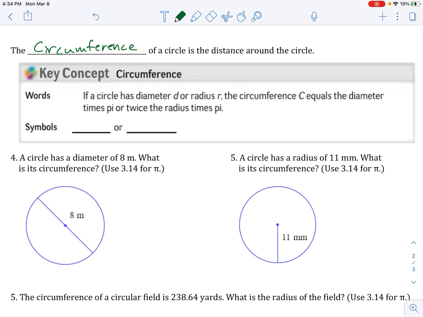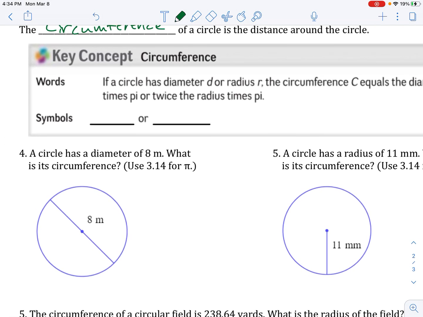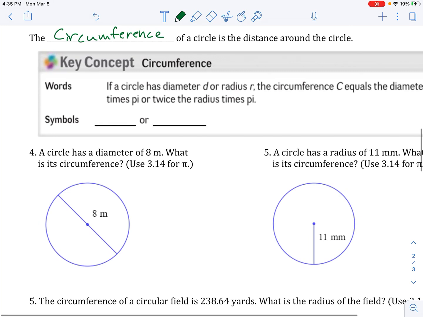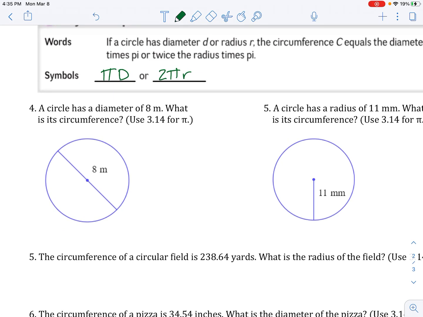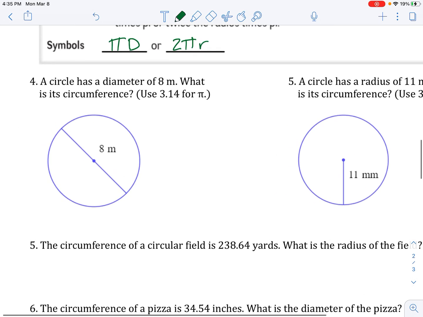So it's a length, and we define it by, so circle has diameter d or radius r. Symbols, I'm trying to think about what we put here. Okay, so I think we just did pi times diameter would be one of your equations, or 2 times pi times radius would be the other one. So obviously these are the same thing because diameter is twice as big as radius anyway, but those are your two formulas that you need to find circumference.